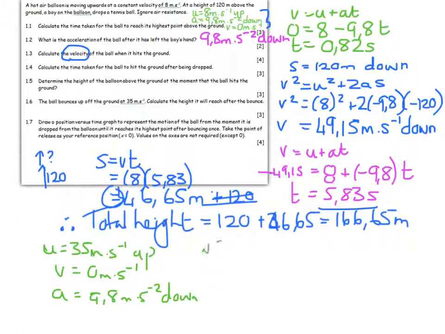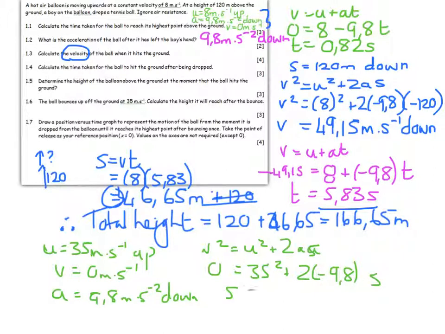And therefore v squared equals u squared plus 2as, 0 equals 35 squared plus 2, don't forget negative 9,8 because it's down, and s is equal to 62,5 meters, and that's it. The last question is the trickiest of all.